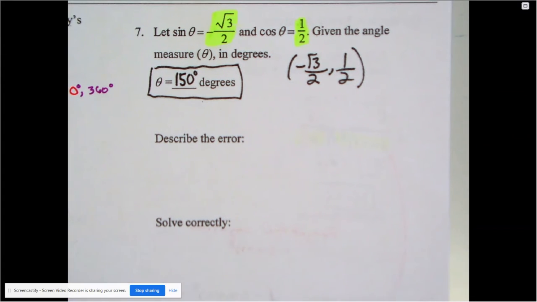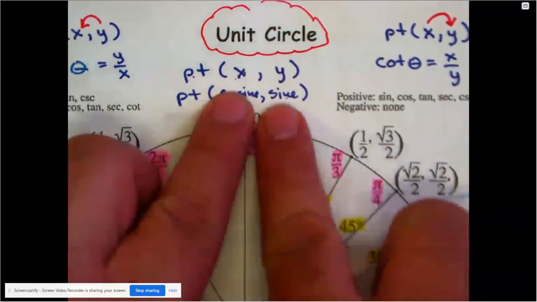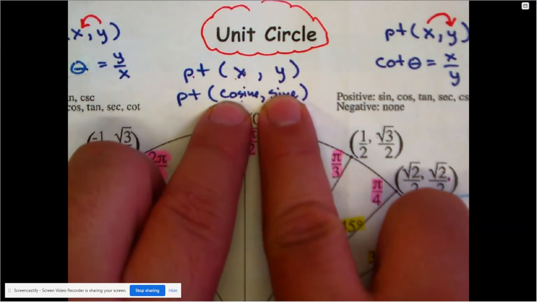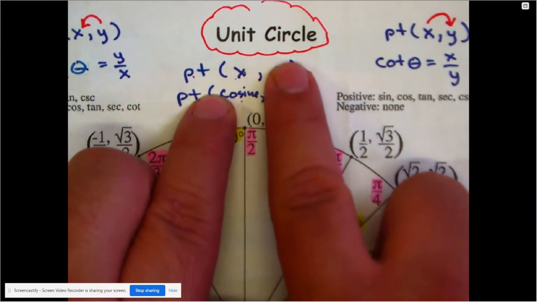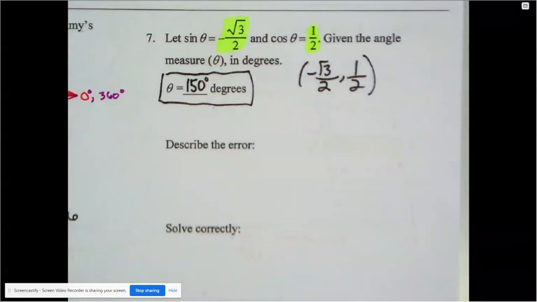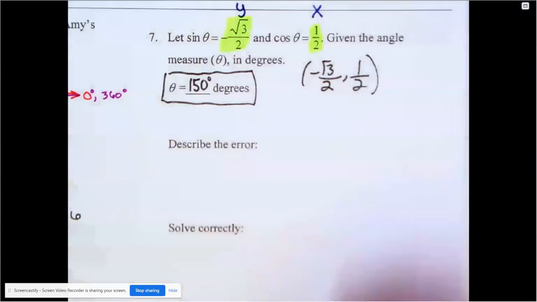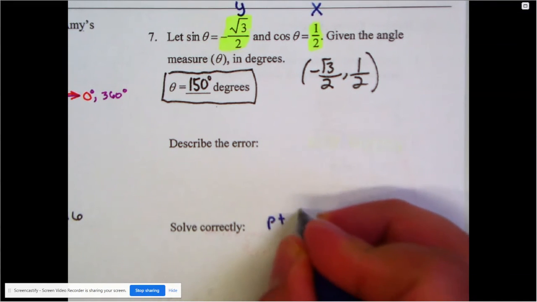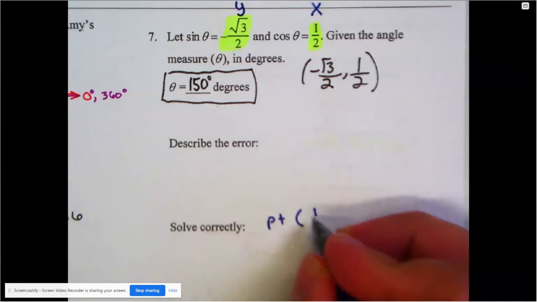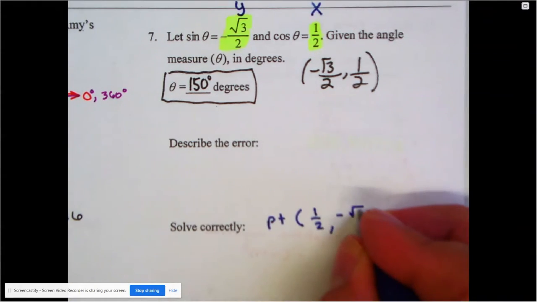The issue is when I was looking at your unit circles, when I was walking around, a lot of you were missing the most important piece. This is the most important thing about the unit circle. It's how you write points. Your x is your cosine, your y is your sine value. So that's why here, this is the x, this is the y, and the way you attack this problem is by writing out the point. And the point would be 1/2, and careful with that hidden negative radical 3 over 2.